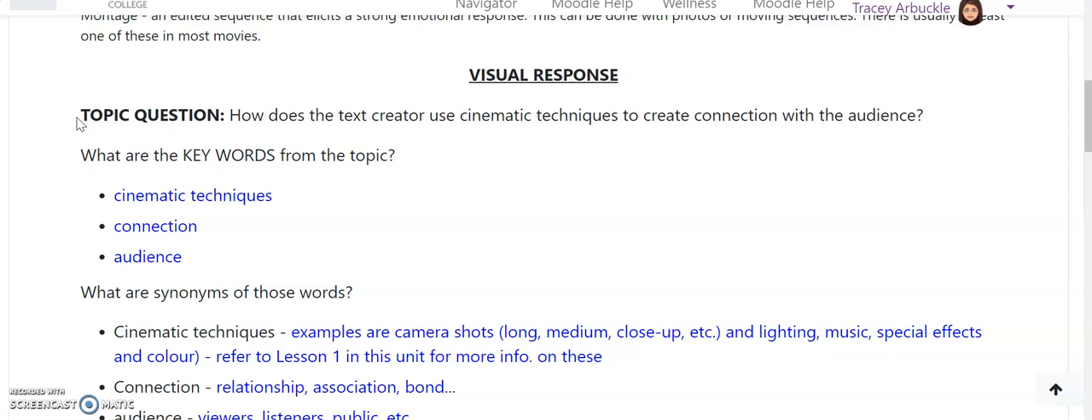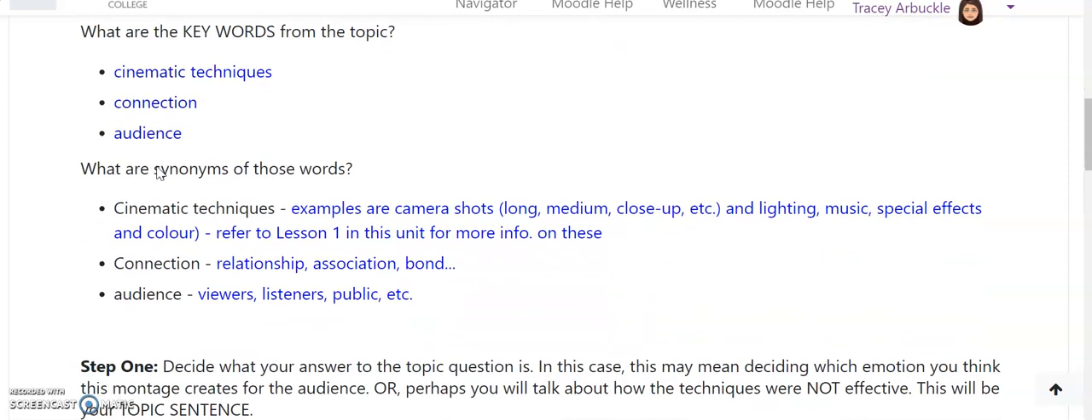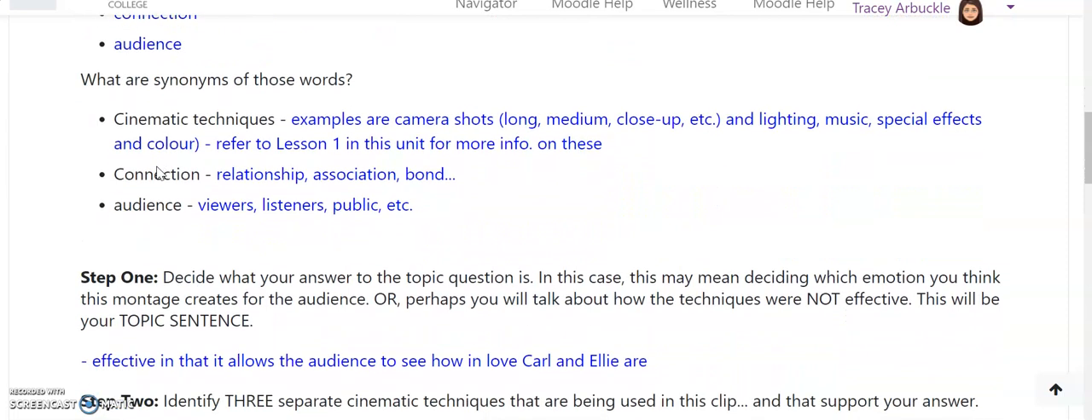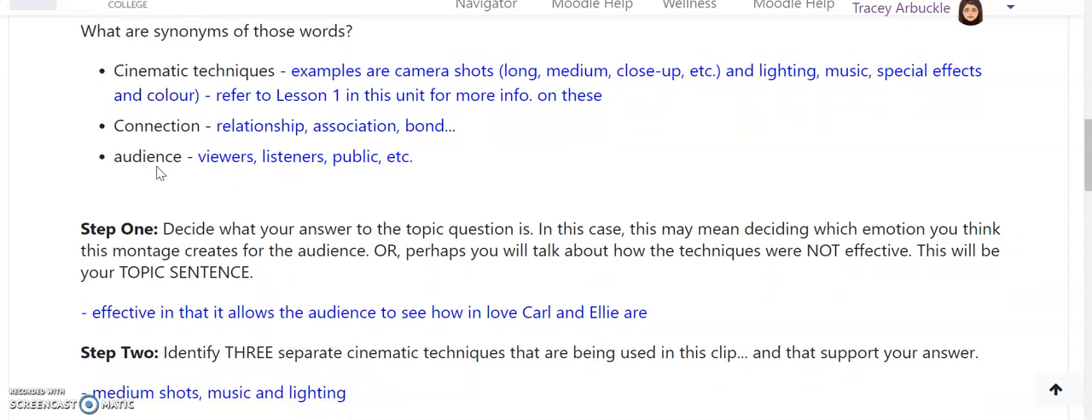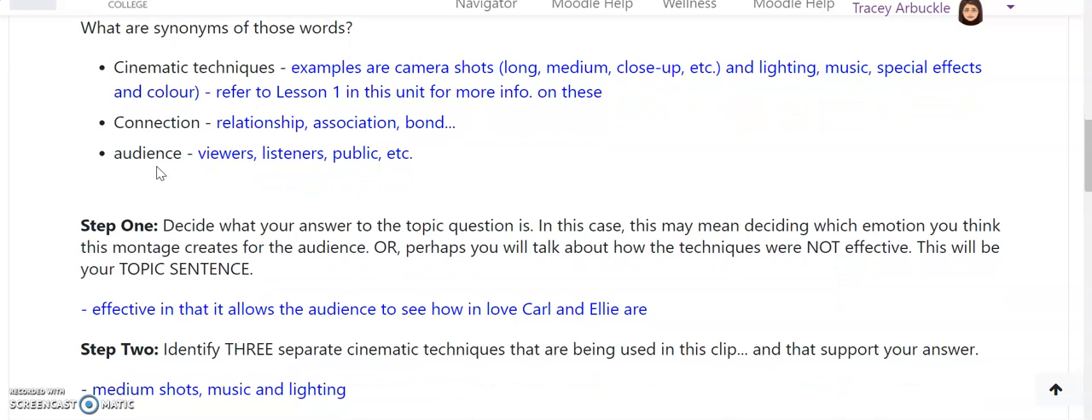Whenever we get a topic question, we always want to have a look at what the keywords are first. The keywords here are cinematic techniques, the word connection, and the word audience. The next thing you want to do is look up definitions or synonyms of those words, just to make sure you have a clear understanding of what the topic question is. Cinematic techniques include things like camera shots, lighting, music, special effects, and color. If you don't remember what these are, just refer back to lesson 1 and give yourself a bit of a refresher. The next word is connection. That's talking about relationships, associations, bonds. An audience are the viewers, the listeners, and the public.